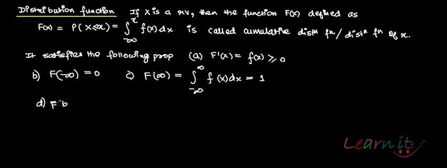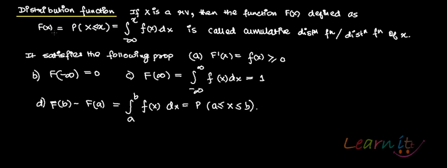D is that F(b) minus F(a). If you find the difference of the cumulative functions between the two values, this would be equivalent to finding the probability that x lies between the 2 points a and b.